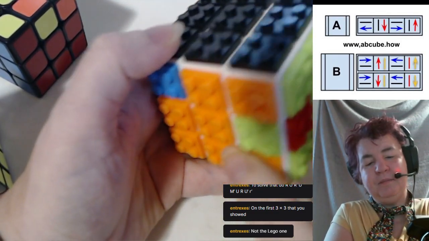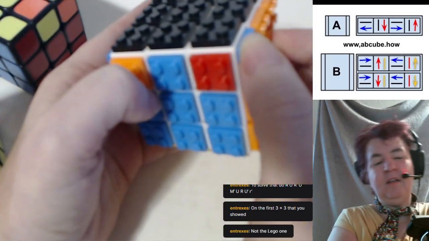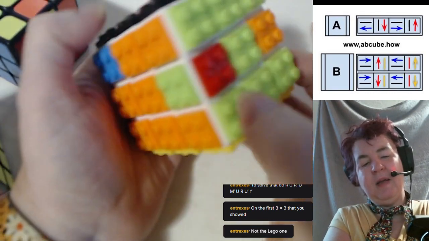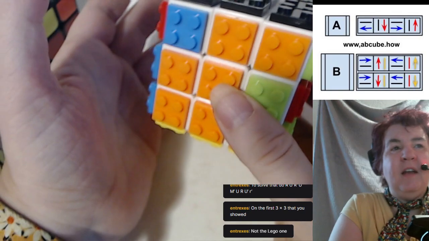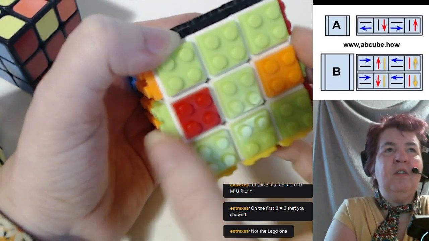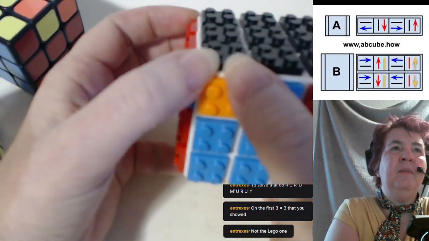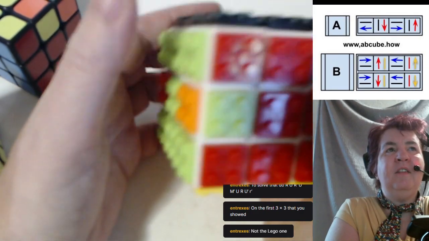Okay, so this cube wants to be here, this cube wants to be here, and these cubes are here. So two parities cancel each other out. This one is caused by the center being a quarter turn off, and this one is caused by the corners being a quarter turn off, and so the parities cancel each other out.